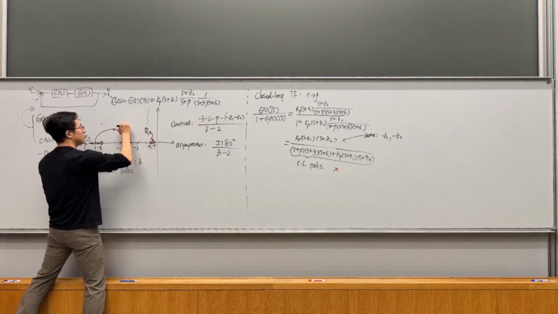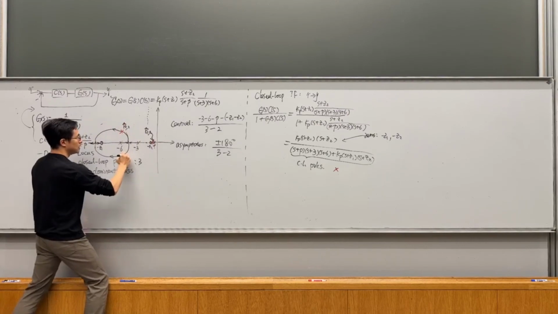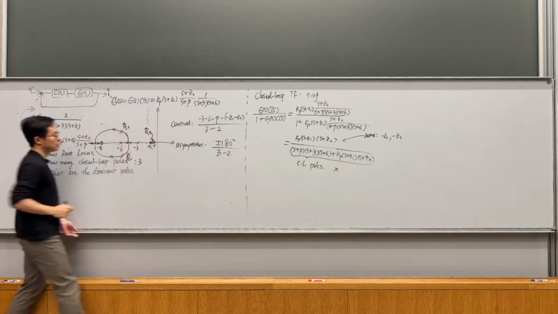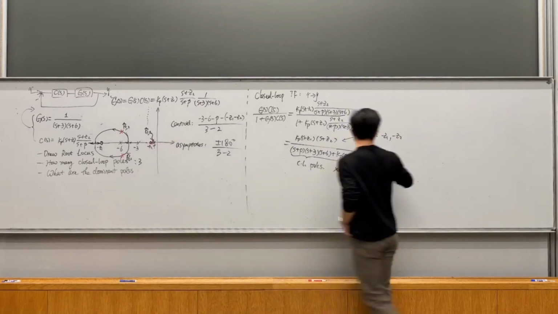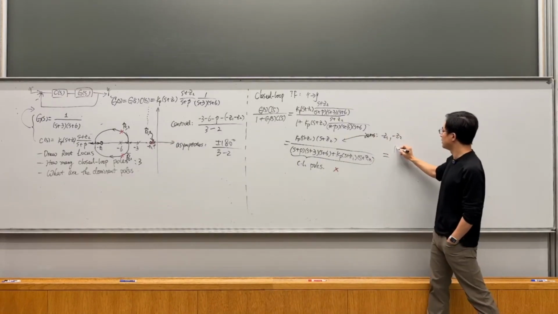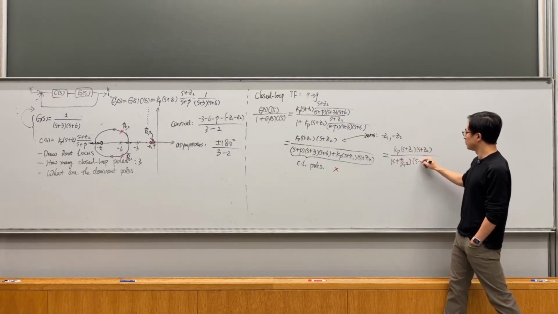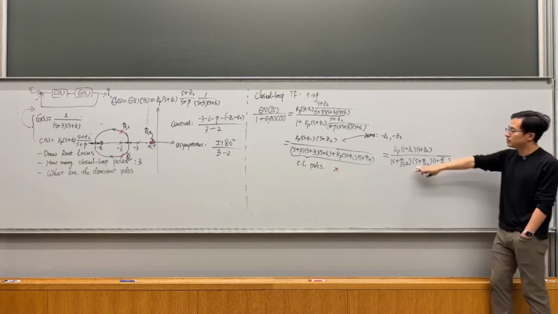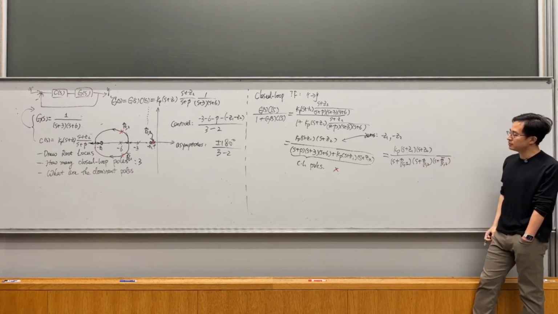PC1, PC2, and then this is PC2 bar, complex conjugate. So if you write it out, you can actually see it's going to be, okay? Put it in a pole zero factorization form.